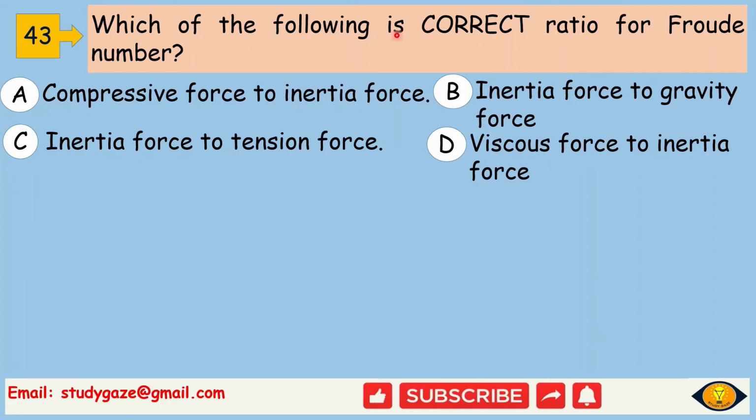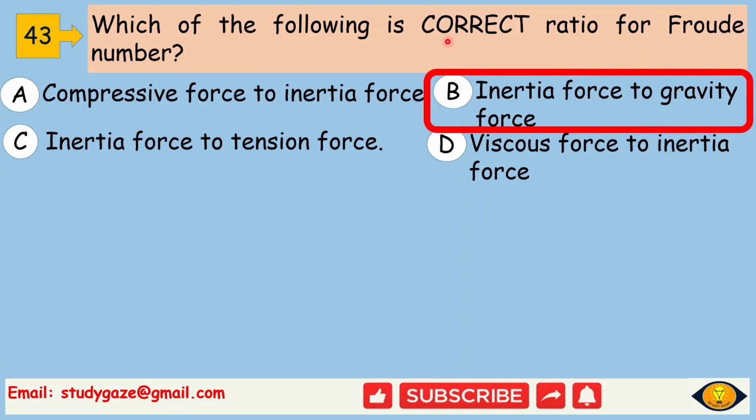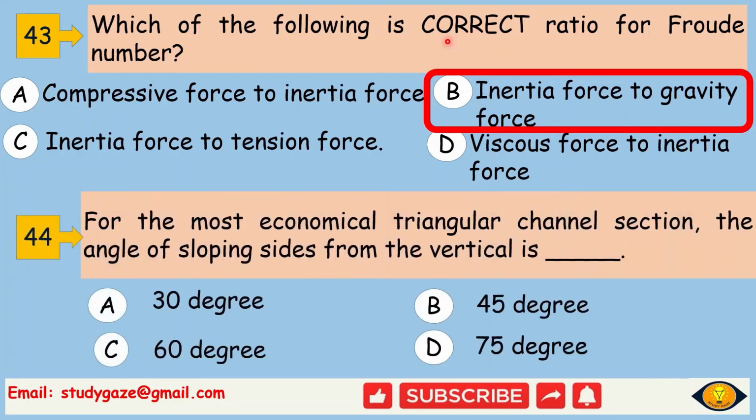which of the following is the correct ratio for the Froude number? So the Froude number represents the ratio of the inertia force to the gravity force. Next, for the most economical triangular channel section, the angle of sloping sides from the vertical is, the answer is 45 degree.